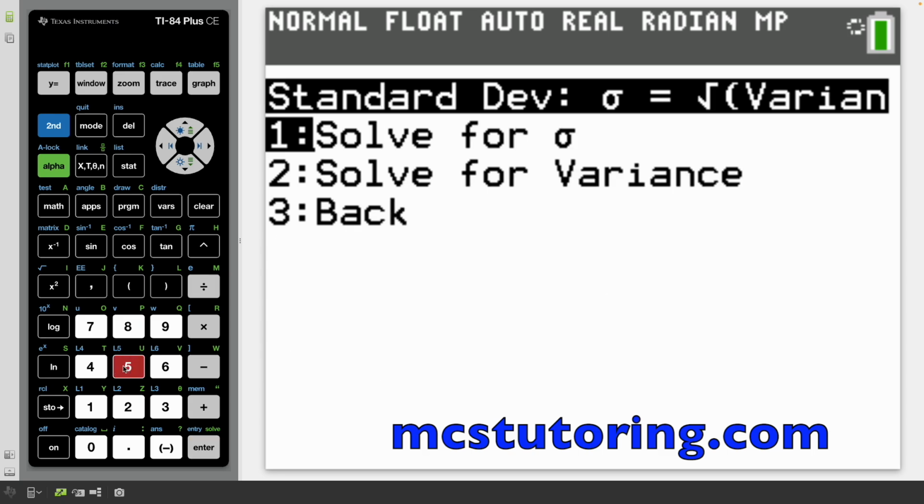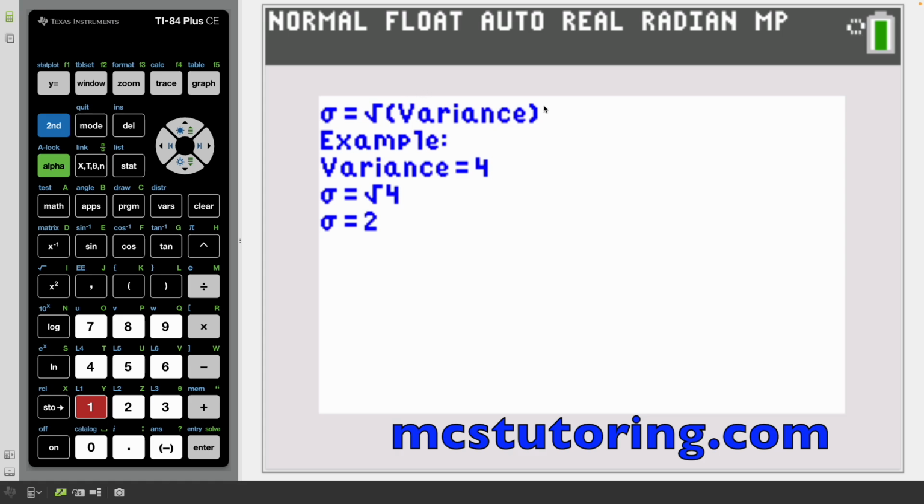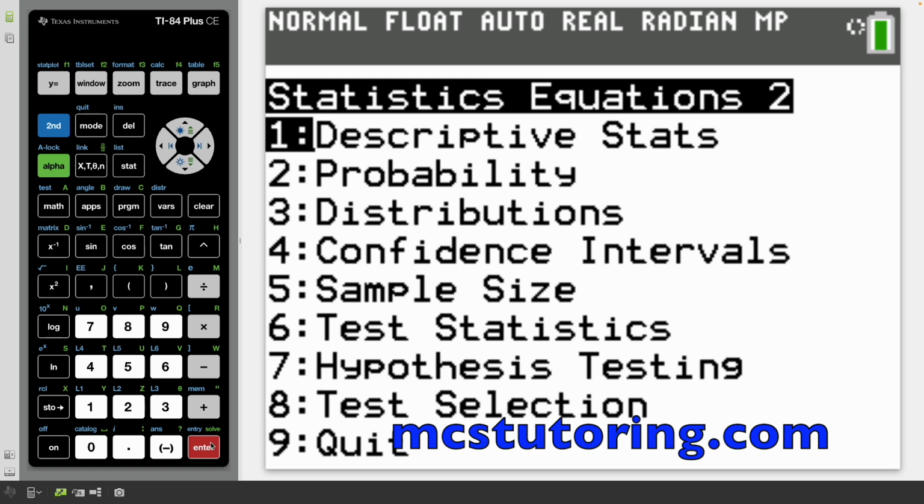Say you want to do standard deviation, and you want to solve either for sigma or for variance. Let's say we want to solve for just standard deviation. It's the square root of variance, so if the variance is 4, sigma is the square root of 4, which is 2. So again, if you wanted to calculate the variance for something, go ahead and check out the variance version of this.